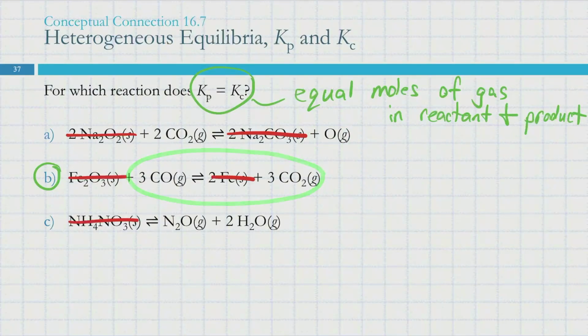In B, we've got 3 on both sides, so we would expect that our Kp and our Kc are the same. And the last one, we don't have any gas on the reactant side, and we've got gas on the product side. So again, those are not going to be equal. So the correct answer here is B.